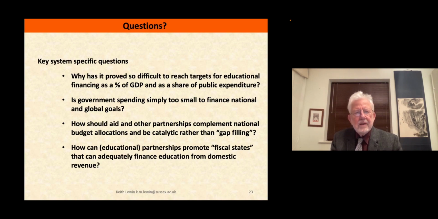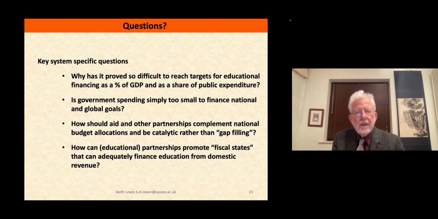We have to be realistic and honest about whether government spending is simply too small to finance national and global goals. And if so, what are we going to do about it? Are we going to look again at our level of aspiration? Are we going to look again at our revenue and expenditure in terms of efficiency and effectiveness?